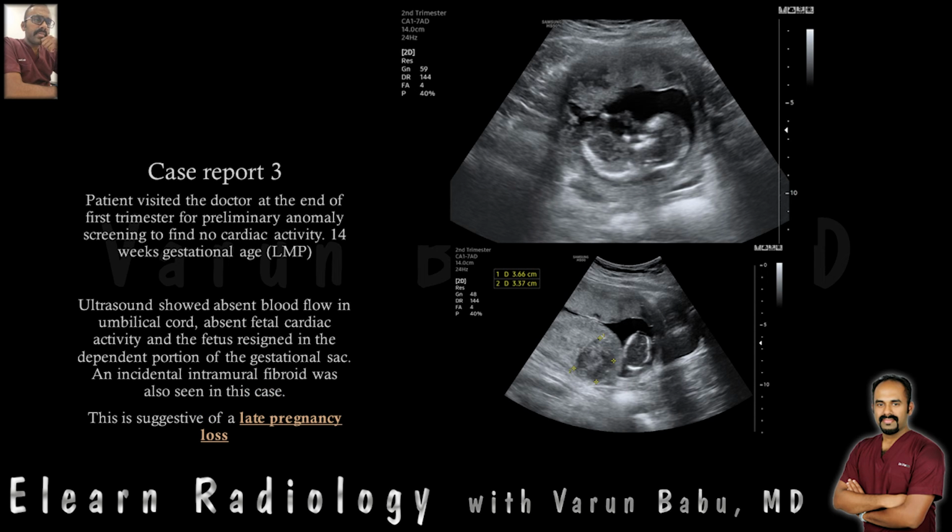This is the third case report. The patient actually came at the end of the first trimester for a prelim anomaly screening and was detected to have no cardiac activity at 14 weeks of gestational age. So the patient came to me for ultrasound, and the ultrasound showed no blood flow in the umbilical cord, absent fetal cardiac activity, and the fetus was seen collapsed and lying in the dependent portion of the gestational sac. An incidental intramural fibroid was also seen in this case, as you can see in the second picture. This is suggestive of a late pregnancy loss.